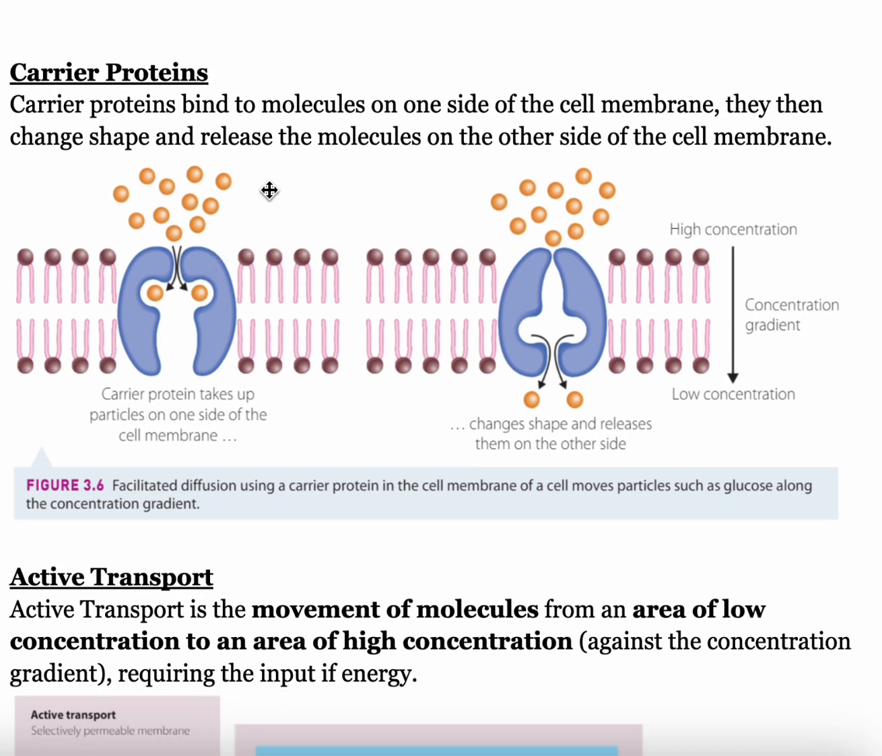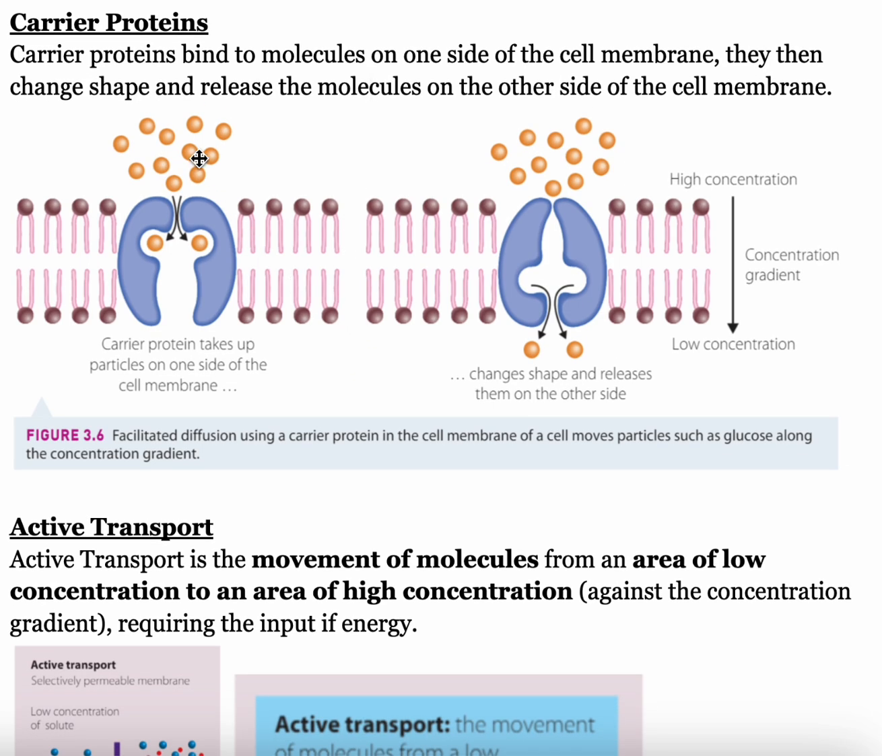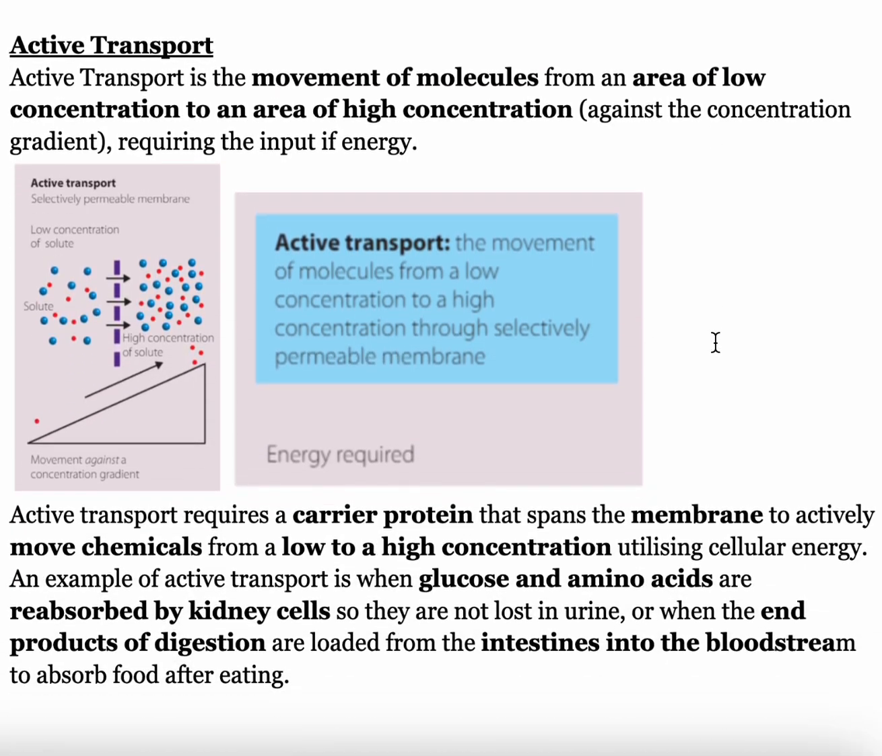Carrier proteins. They bind molecules on one side of the cell membrane and then they change shape and release the molecules on the other side. So it's like you go in there and it's a specific shape for it, and then it will change shape and release to the other side.